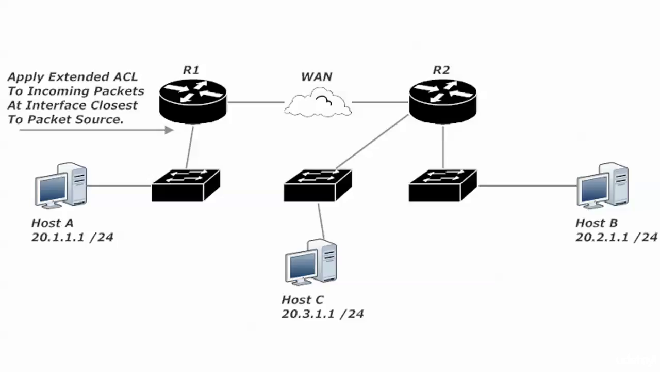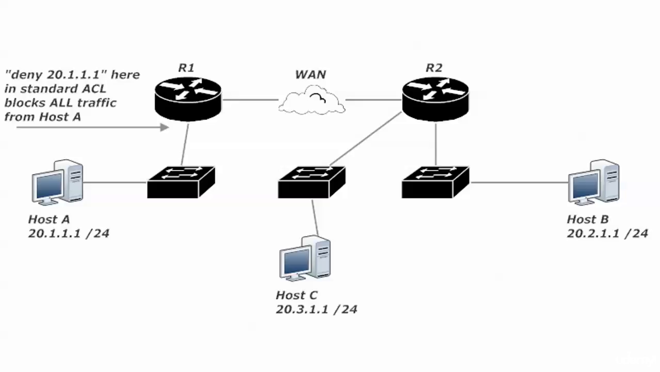So that way, with an extended ACL, we could say, okay, packets sourced from 21.11 and destined for 22.11, well, those are going to be filtered. The packets could still get from A to C with no problem at all.